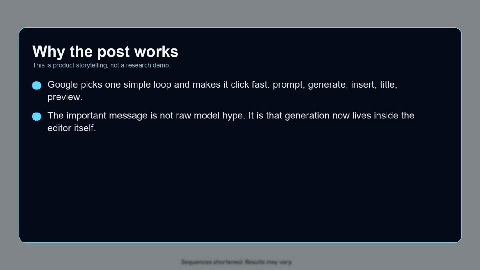The smart thing about this Google post is that it does not waste time trying to explain every feature in the product. It picks one simple workflow and makes that workflow click fast. The viewer sees a blank project, a birthday prompt, a landscape selector, a generate button, and then a usable video result. That matters because the point is not raw model bragging. The point is that generation is being folded directly into the editing environment. That is the real shift here.